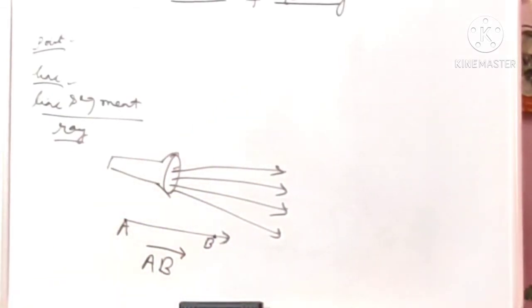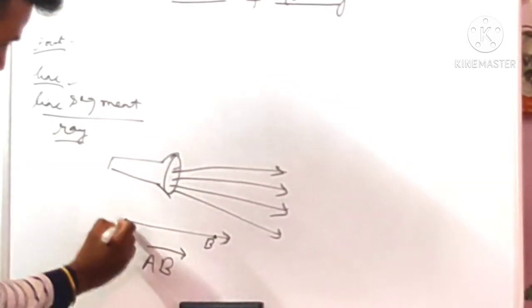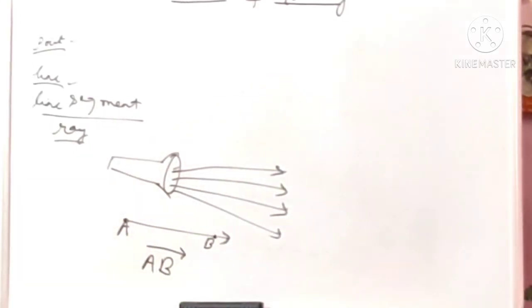Now for the definition of a ray, you have to write that a ray is also a part of a line, but it has only one end point. It extends endlessly in the other direction, but it has a starting point A. Okay, so I think you have got this.